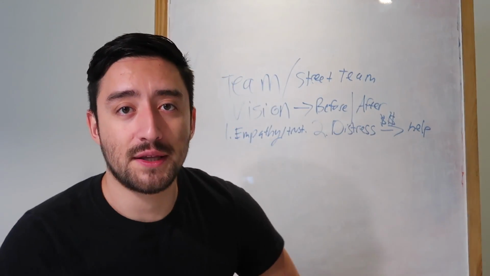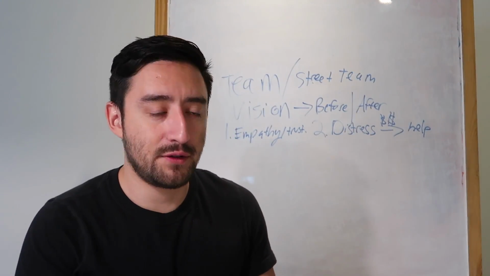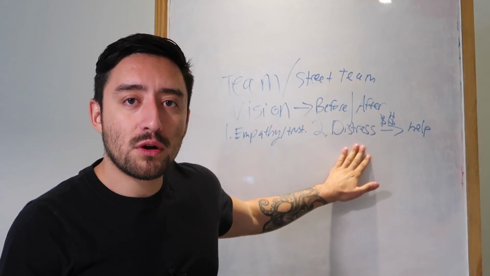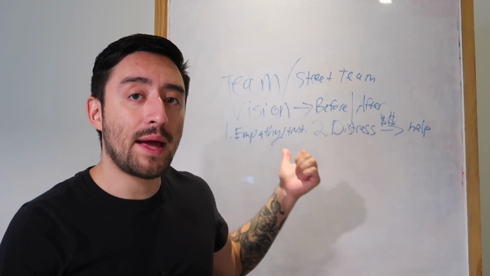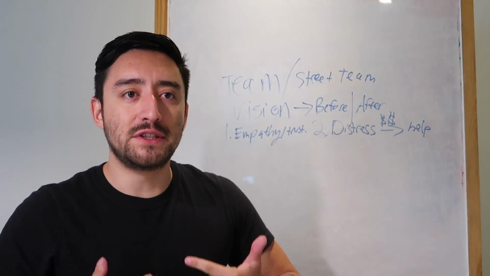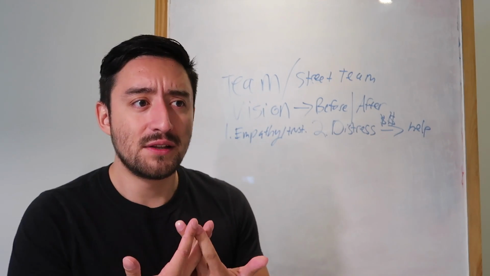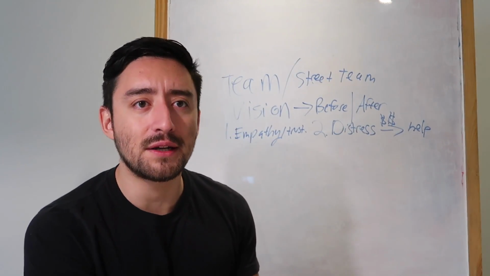So I'm running through this really quickly, but I have a lot of other content out there that talks about this more in depth. But basically, in order for someone to give money, not only do they need to feel empathy, they also have to feel a sense of distress. They have to feel uncomfortable. They have to feel like this is something wrong that's going on.